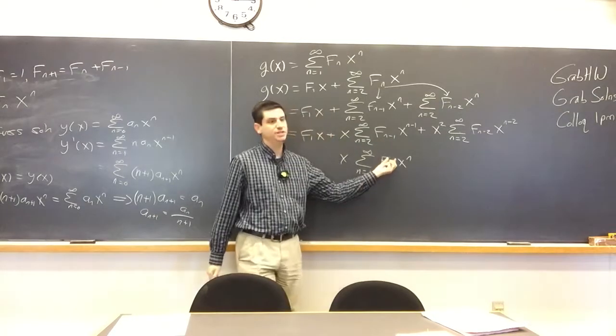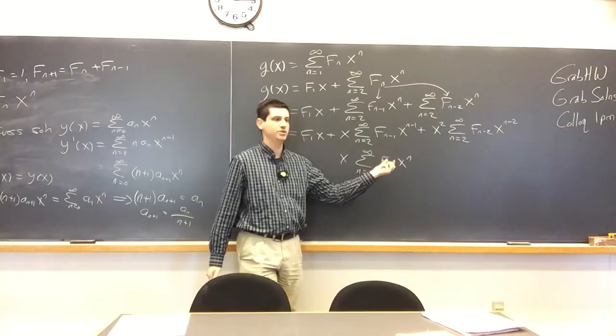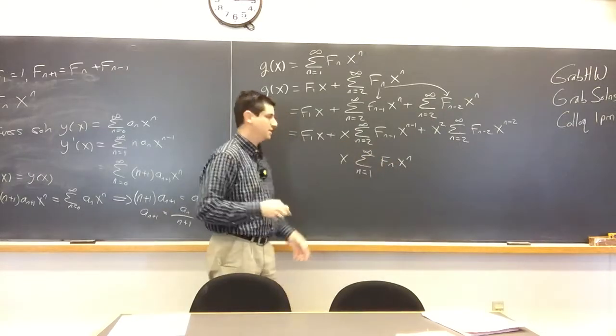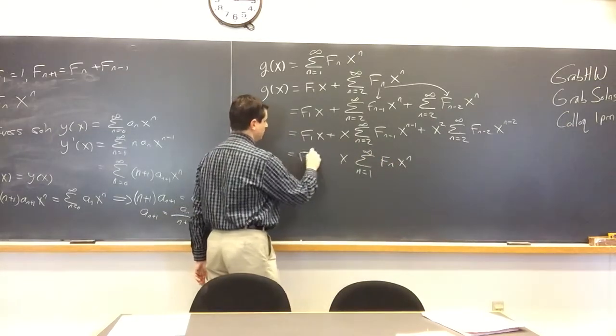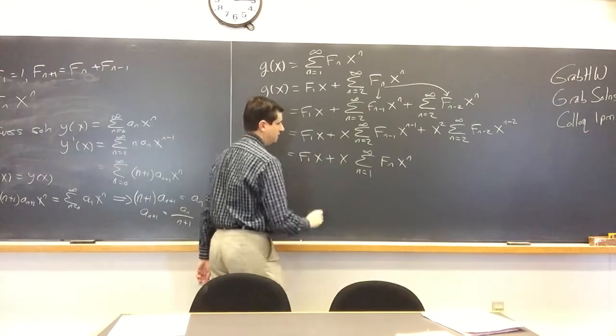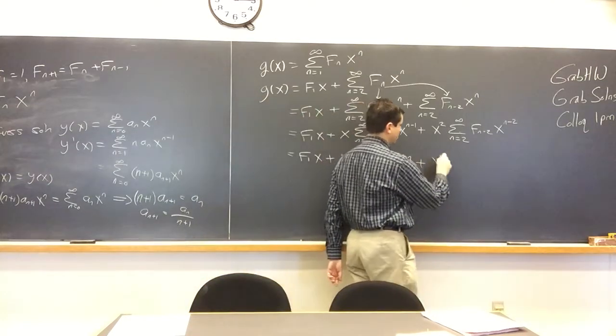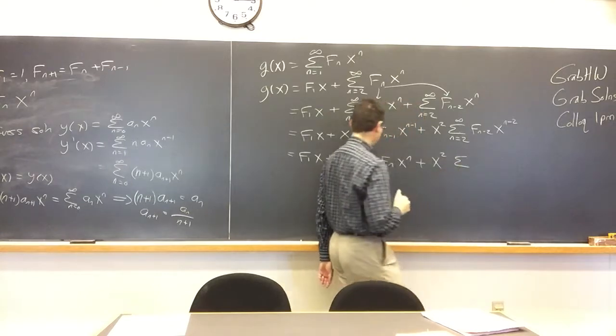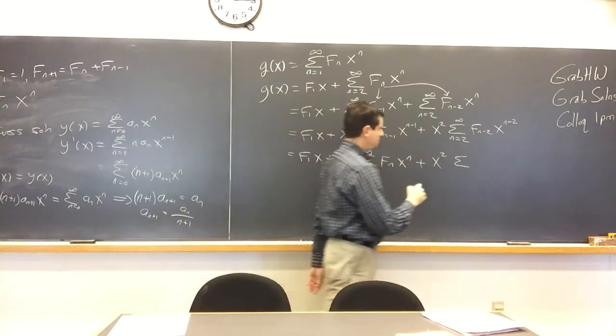Sometimes people like to put in a different variable here. Instead of n, maybe they'll do an m. But at the end of the day, I want to just collect things. I'll leave it like this. So I get f_1 x plus this. And then this one, it'll be x squared. And what's my index of summation? 0.